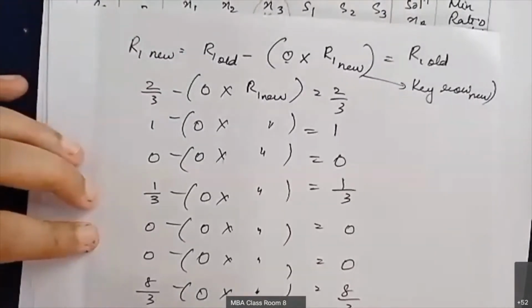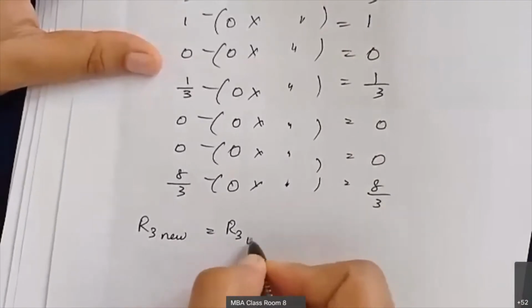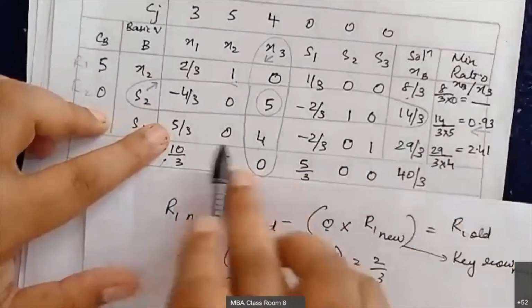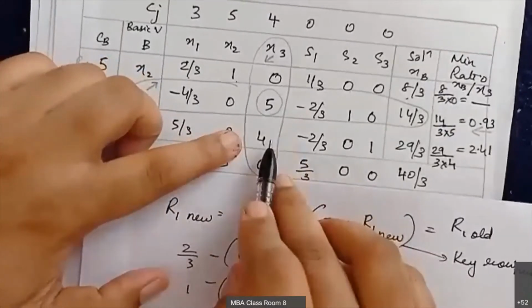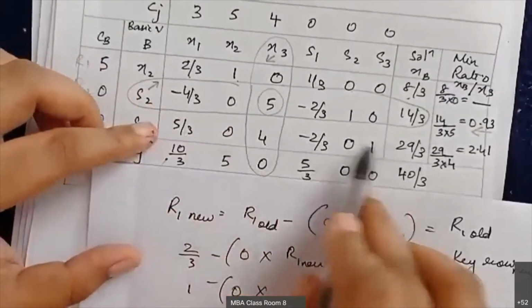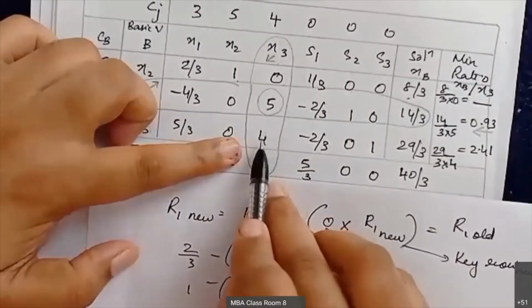Quickly tell me R3 new. What happens to R3 new? R3 new will be R3 old minus number above or below the key element. Which element should I consider over here? These are the old values of R3. Number above or below the key element. Very good, the number is going to be 4. Since we are considering the third row, the number below the key element is our concern. So here it is 4.